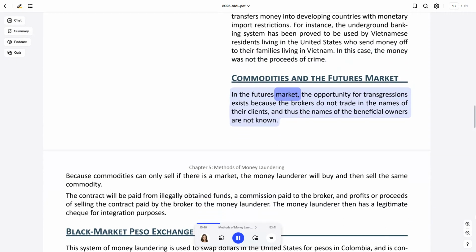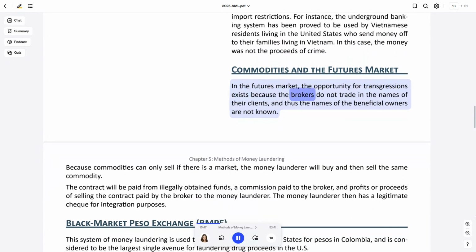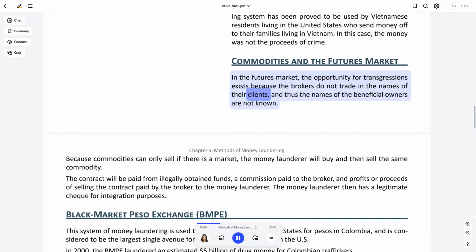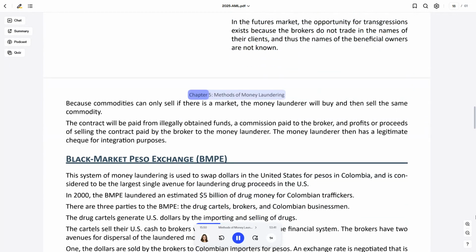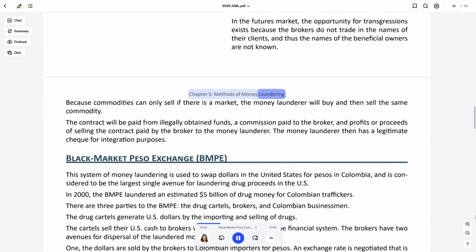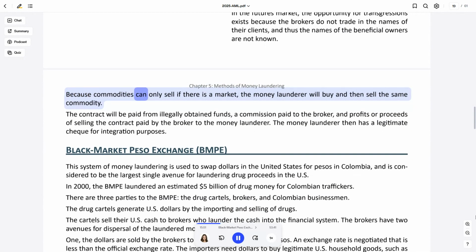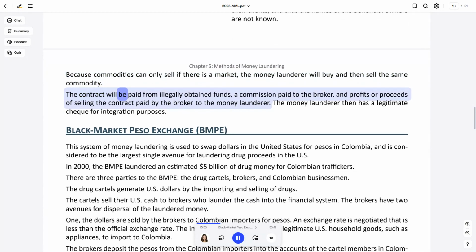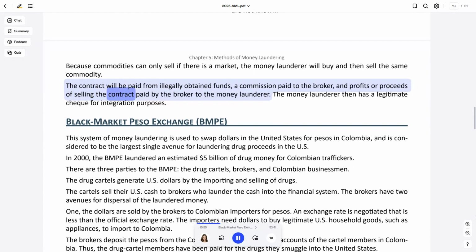In the futures market, the opportunity for transgressions exists because the brokers do not trade in the names of their clients, and thus the names of the beneficial owners are not known. Because commodities can only sell if there is a market, the money launderer will buy and then sell the same commodity. The contract will be paid from illegally obtained funds, a commission paid to the broker, and profits or proceeds of selling the contract paid by the broker to the money launderer.